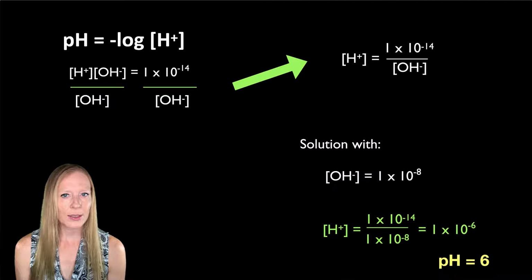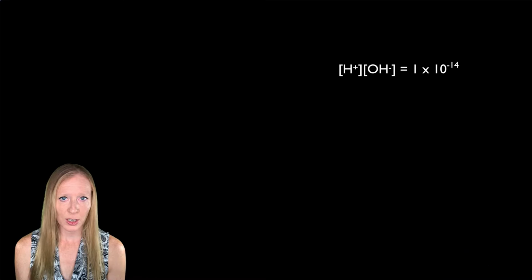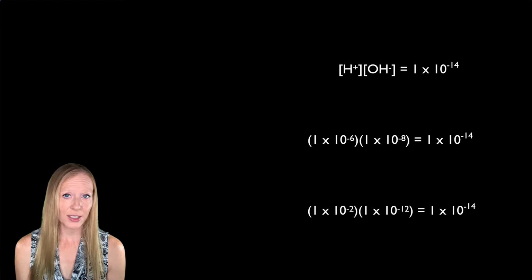Let's notice two things. First, the pH equals the negative value of the exponent, if we have a 1 here. Second, let's put these concentrations back into this equation and notice that -8 and -6 add up to -14. This is going to be true over the whole pH scale. So, if we have a hydrogen ion concentration of 1 × 10 to the -2, then the hydroxide ion concentration needs to be 1 × 10 to the -12. Notice again that -2 and -12 add up to -14.